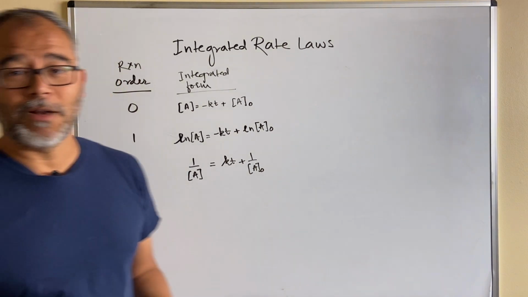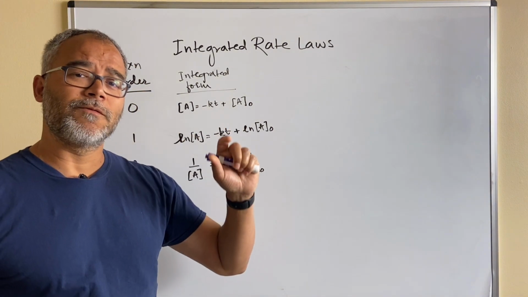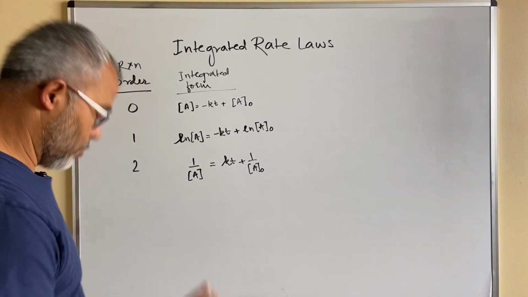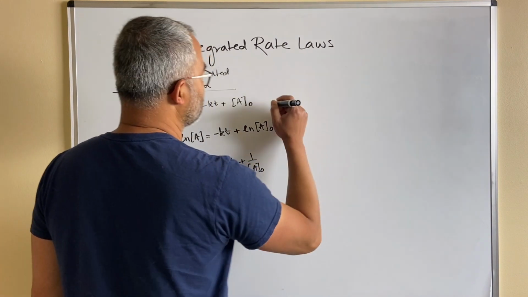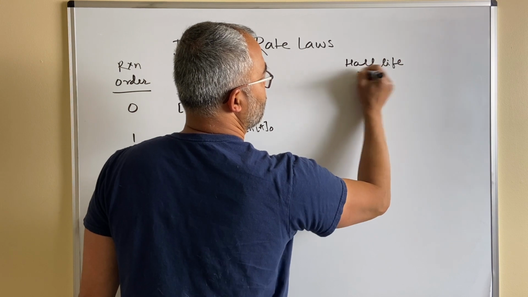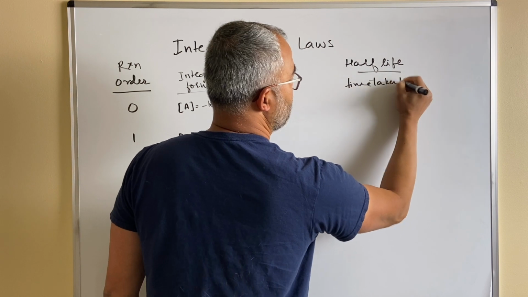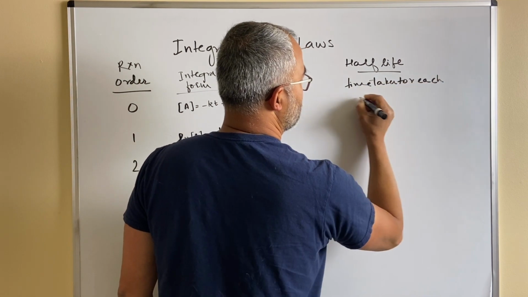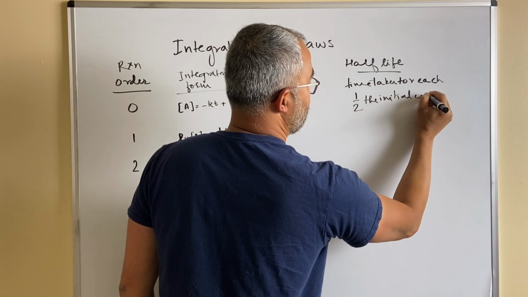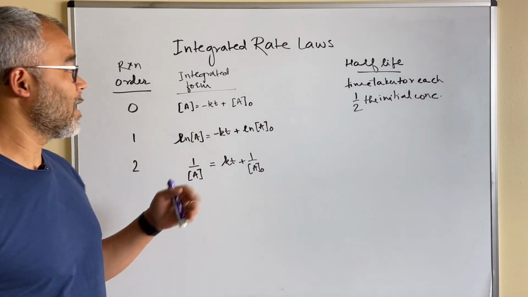So what exactly is a half-life? Half-life is simply the time it takes for a reactant to reach half its initial concentration, okay? So I'll just write that down here. Time taken to reach half the initial concentration, which means for each of these we can derive the half-life.